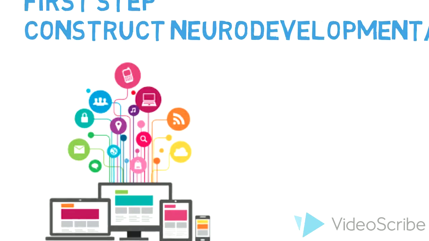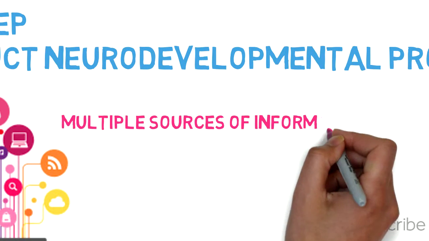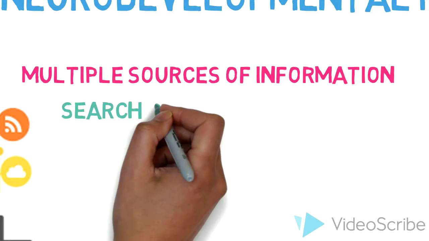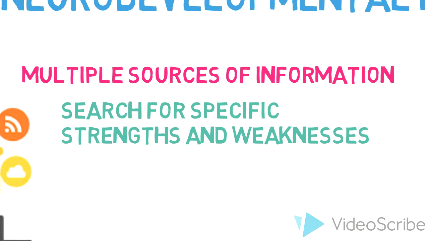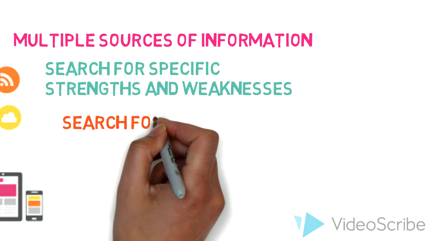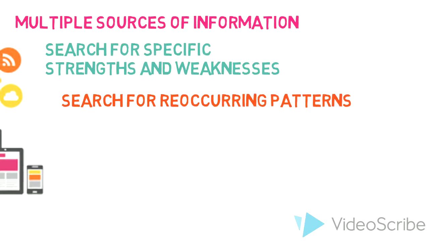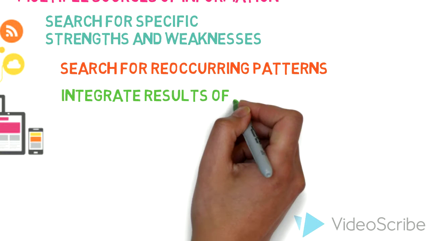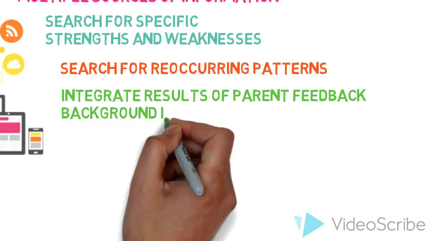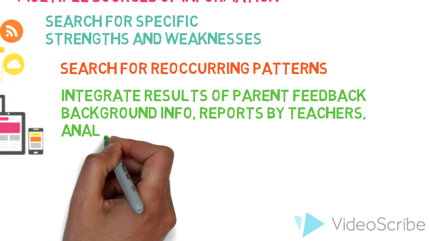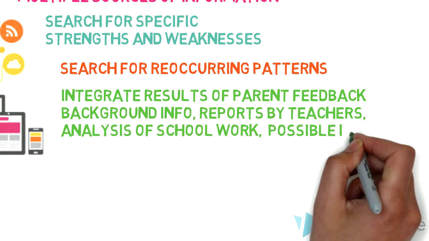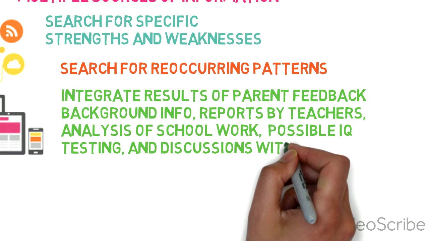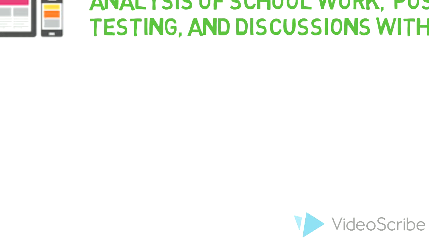In order to do this, we need to use multiple sources of information, search for highly specific strengths and weaknesses, search for recurring patterns, and integrate results of parent feedback, background information, reports by teachers, analysis of schoolwork, possible IQ testing, and discussions with the student.